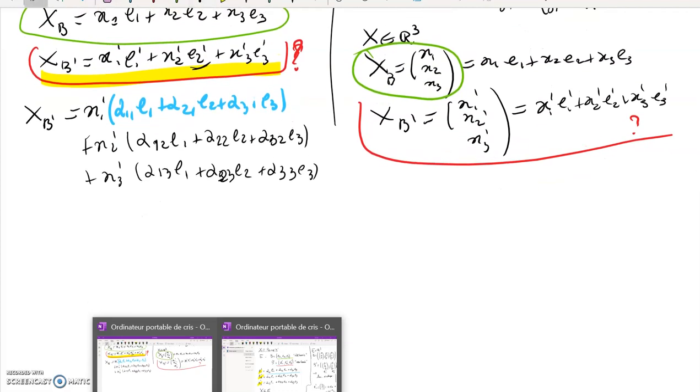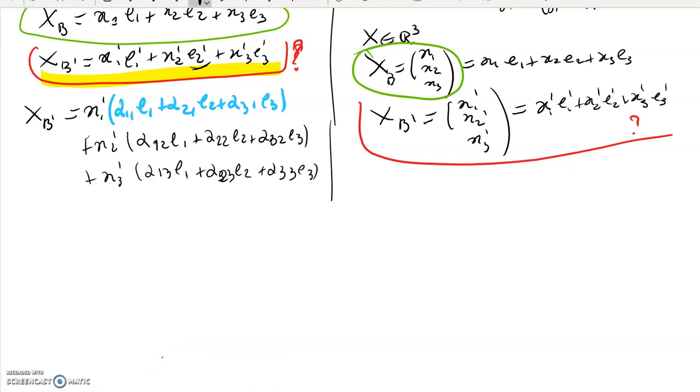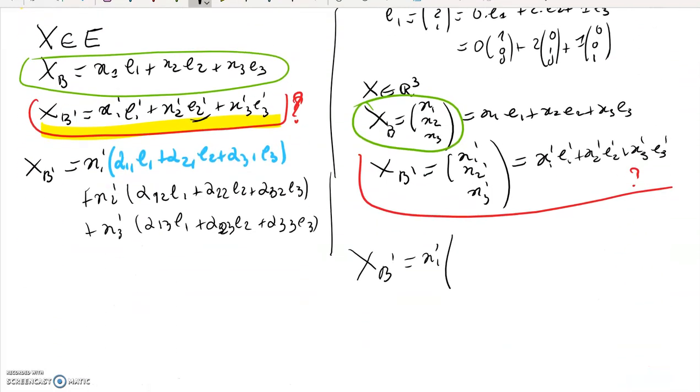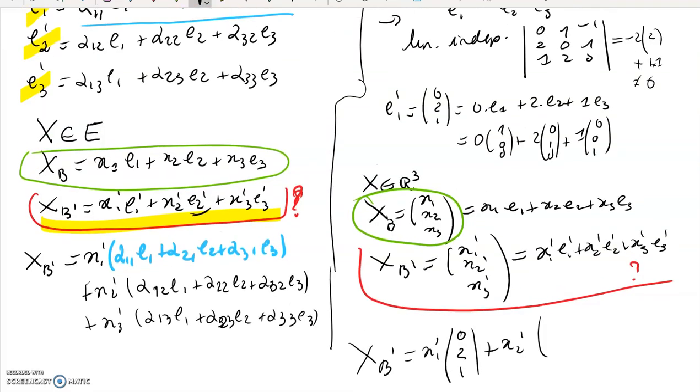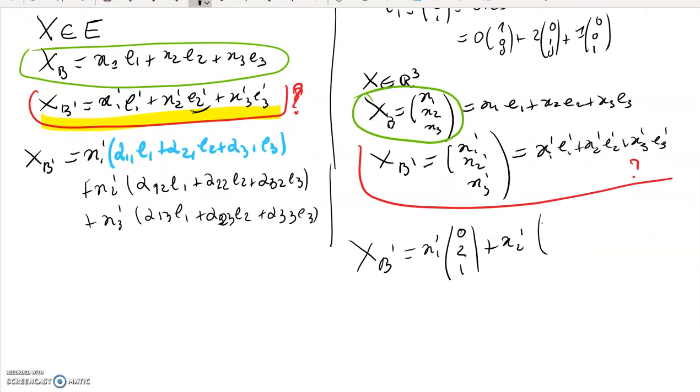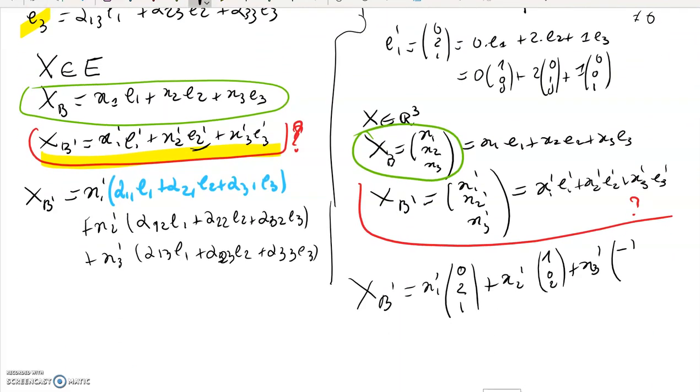Okay, similarly here, this is what I have. I've got that x in basis B prime will be given also by x1 prime times e1 prime, knowing that e1 prime is actually 0 0 1, plus x2 prime times e2 prime, which was 1 0 2, plus x3 prime times my negative 1 1 0.